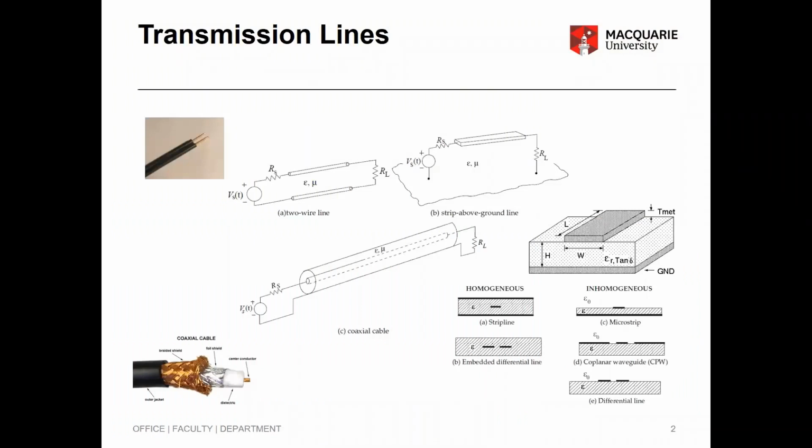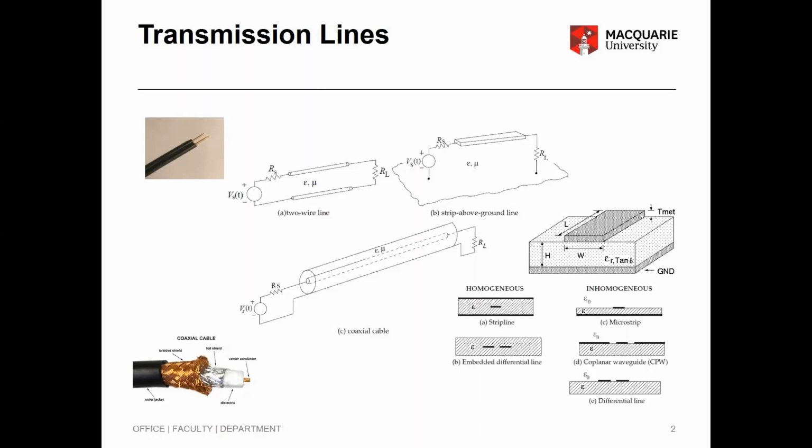Now, transmission lines are used to transfer energy. They store electric and magnetic energy distributed in space, and they alternate between them. Electric and magnetic energy alternate between each other, and that's how they can transfer energy from one place to another.